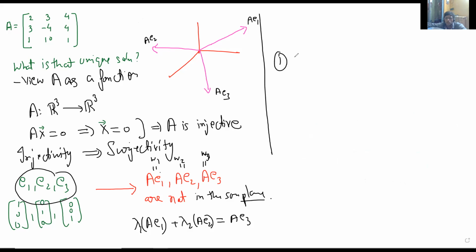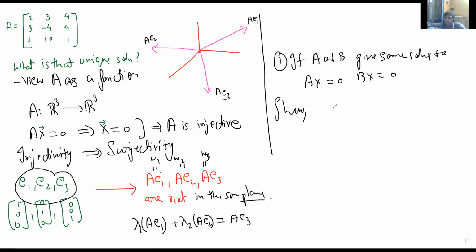So the first question is, if A and B give the same solutions to Ax equal to 0, Bx equal to 0. So if A and B are two different matrices, but their set of solutions to Ax equals 0 is the same, then I want you to show that there is a matrix E, an extension of the row operations that we have done today, such that EA is equal to B.